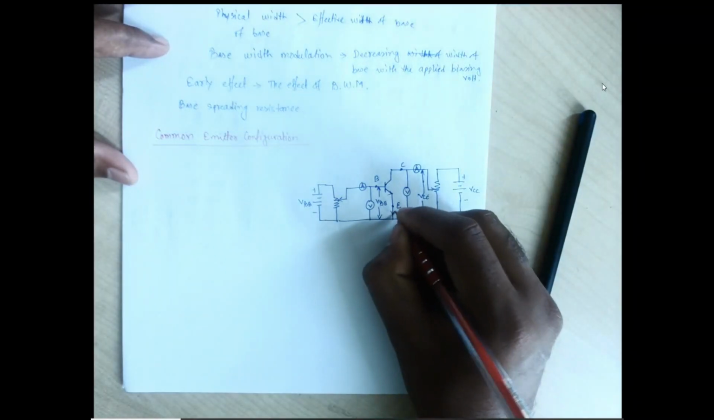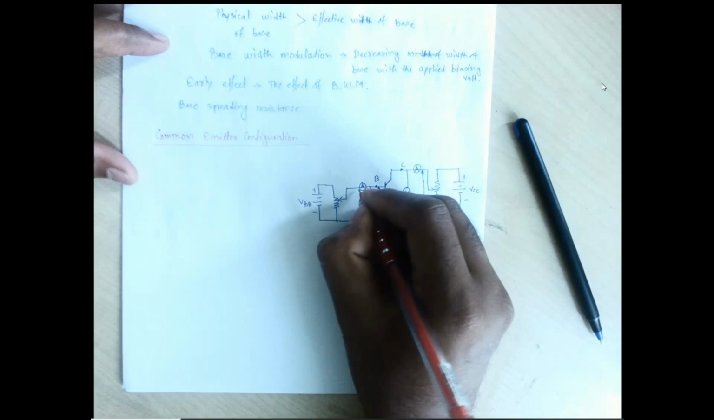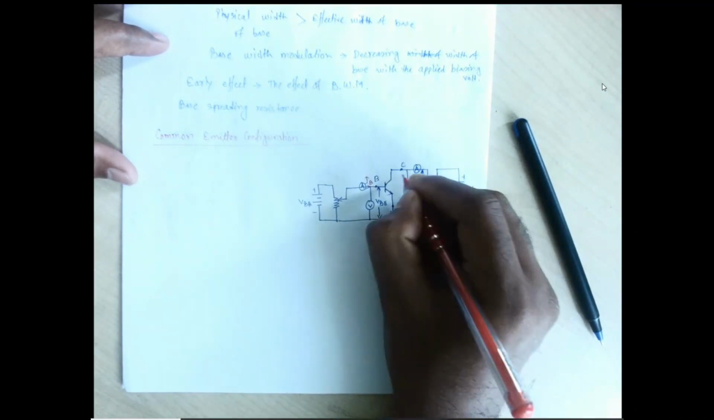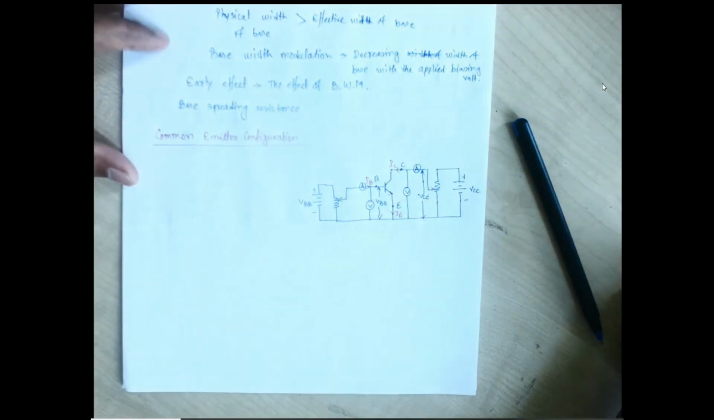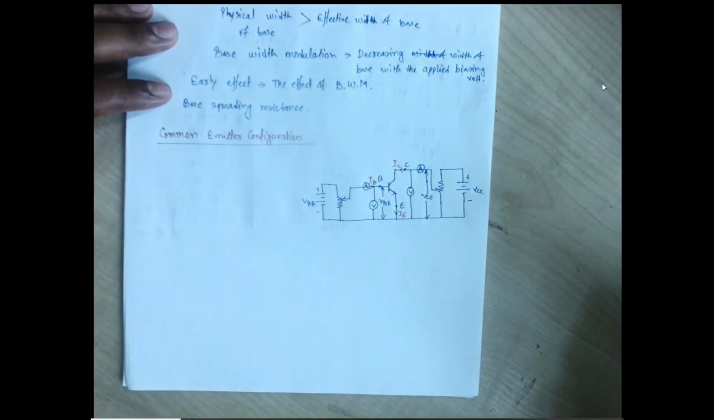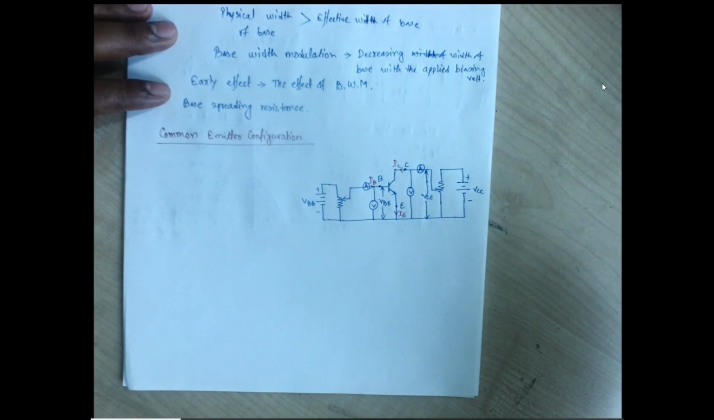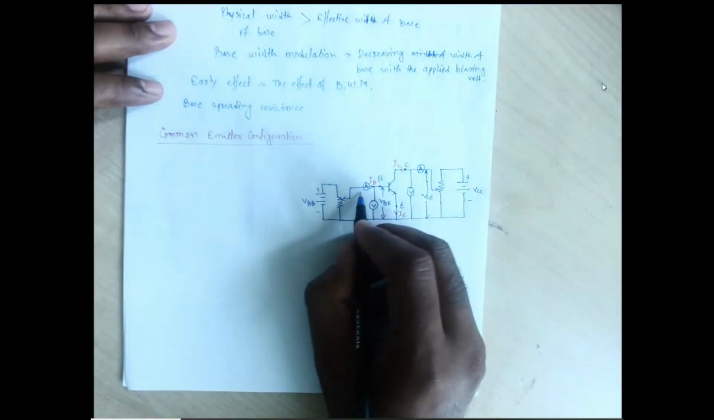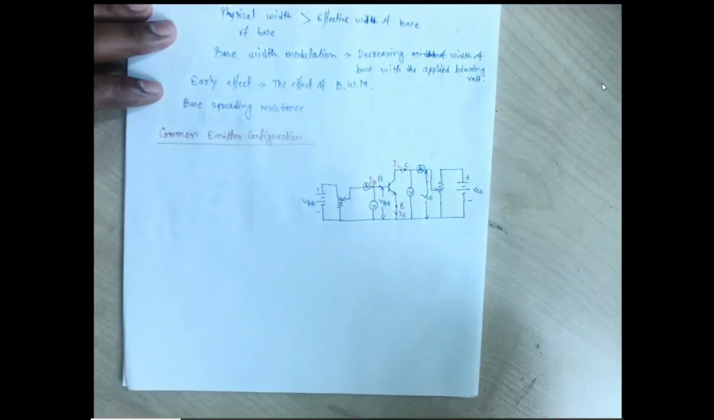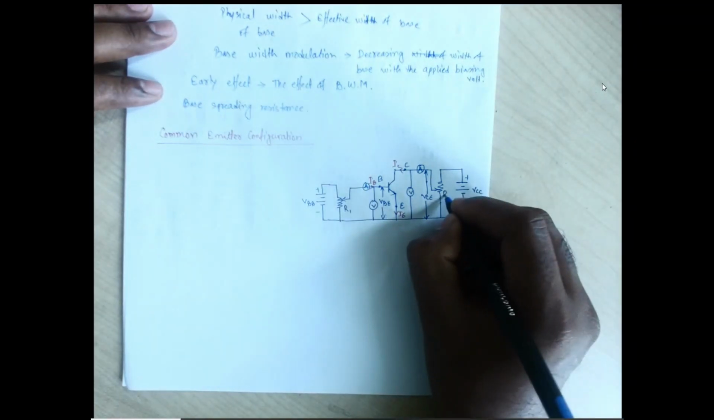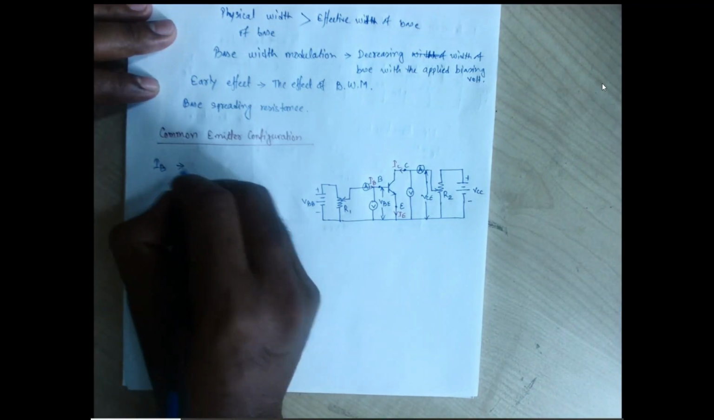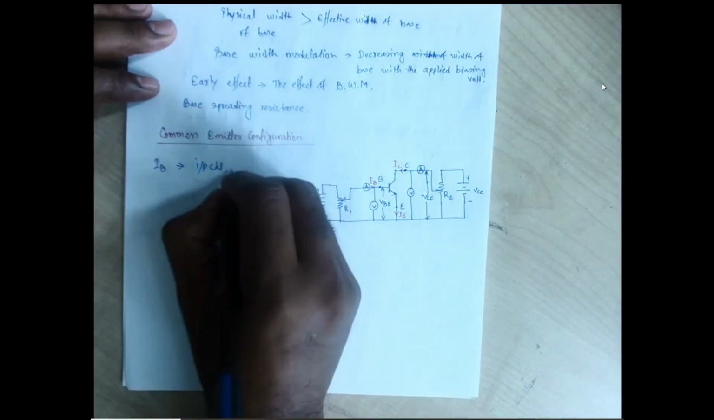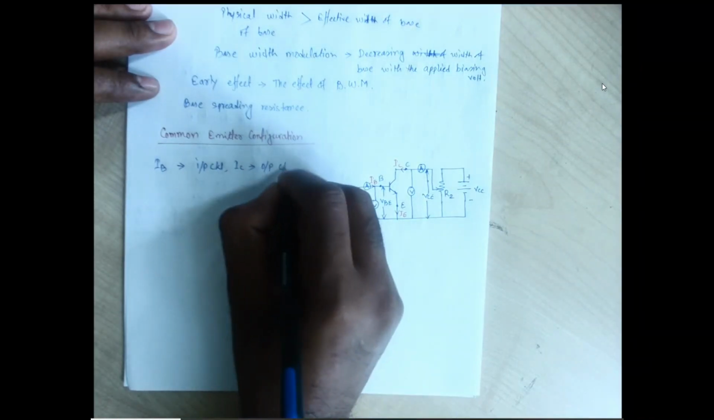Some current will flow, that is our IE. This current will be IB. This current will be IC. So here IB flows in the input circuit and IC flows in the output circuit. This IB is in the input, IC is in the output. So this one is some input resistance R1, some output resistance R2.